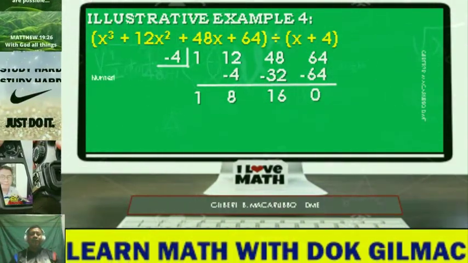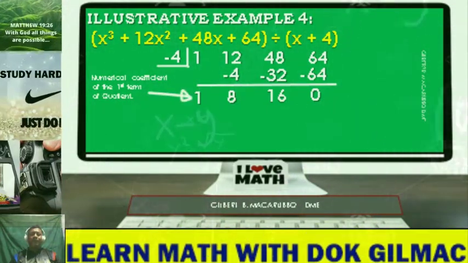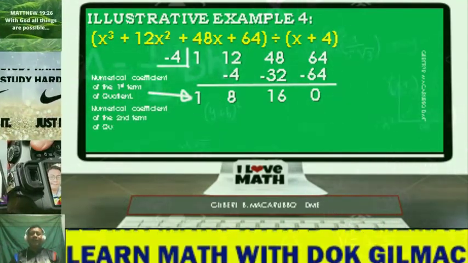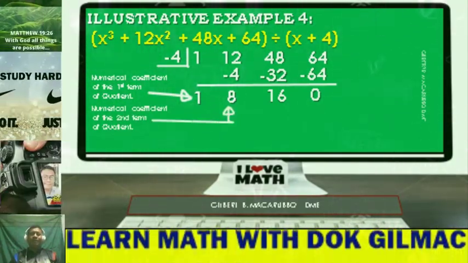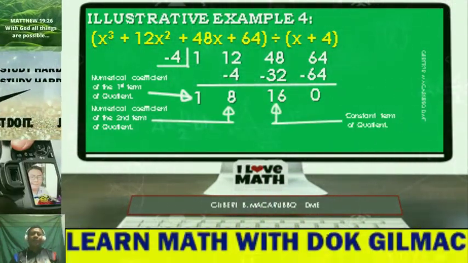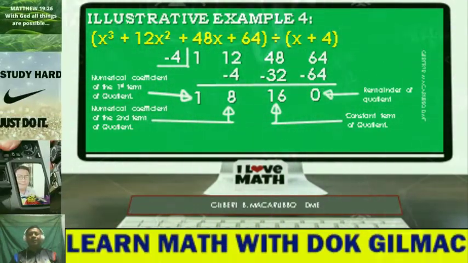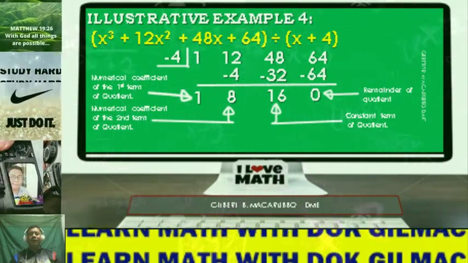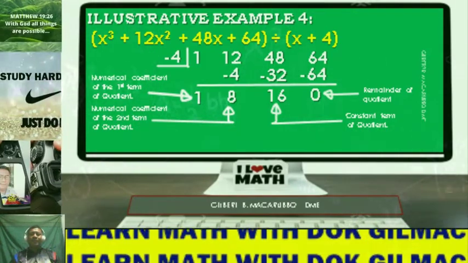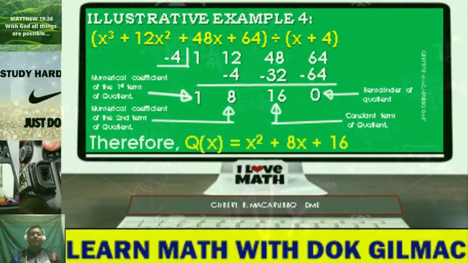As you can see, we have the numerical coefficient of the first term of the quotient, which is 1. Then we have the numerical coefficient of the second term of the quotient, which is 8. And then we have the constant term of the quotient, which is 16. And the remainder is simply 0. Therefore, our final answer for the Q of x is just equal to x squared plus 8x plus 16.